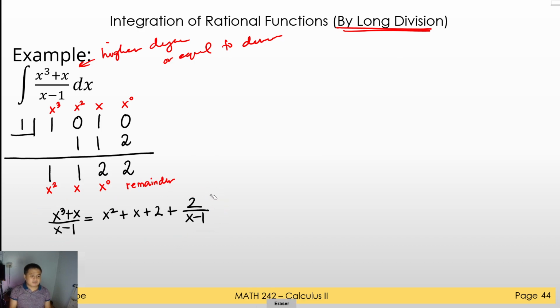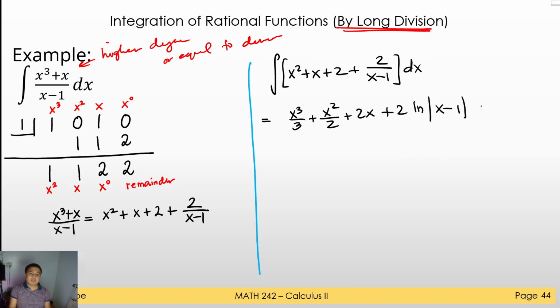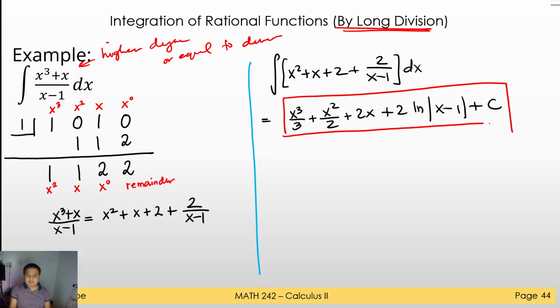At this form, as you can see, you can integrate this, you can integrate this, and so on. We can now solve the integral. So the integral will now be x squared plus x plus 2 plus 2 over x minus 1, dx, and then simplify. So you have x cubed over 3 plus x squared over 2 plus 2x, and then plus 2 ln of x minus 1 plus c. Don't forget the c. Okay, so that's it. This is your final answer.